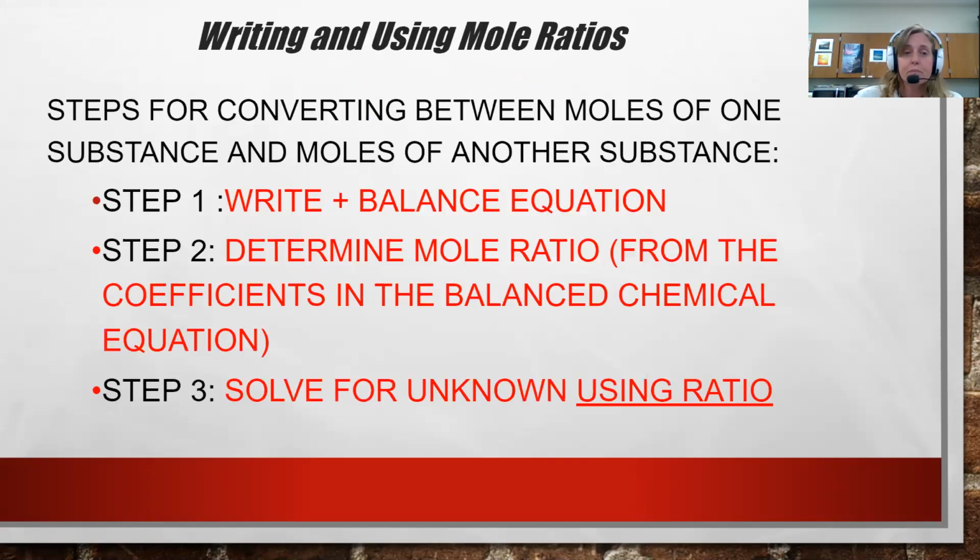Okay. All right. So steps for converting between moles of one substance and moles of another substance. The very first thing is you're going to write the balanced equation. Now, for the first time that you guys do these calculations, we're actually going to have the balanced equation written for you so that it makes the conversions a little bit easier. Step 2 is determine the mole ratio from the coefficients in the balanced chemical equation, and then solve for the unknown using this ratio. Okay, so let's do some example problems so you can see what's happening here.